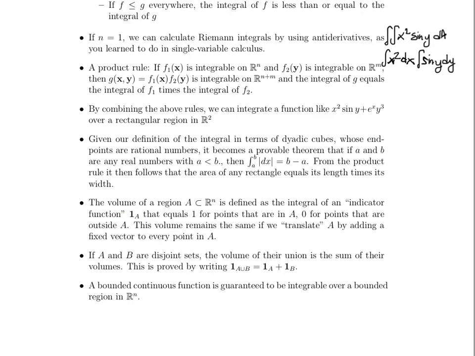This volume remains the same if we translate A by adding a fixed vector to each point in A. So the unit square has the same volume whether it's anchored at the origin or it's anchored at 2, 2.